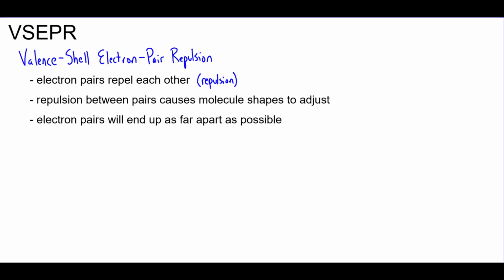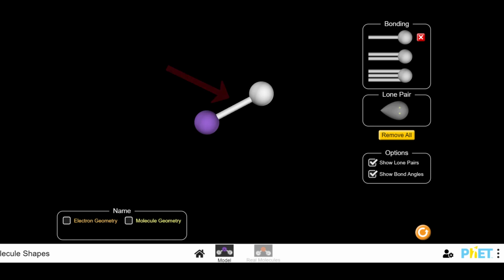Now pause the video, get that into your notes, but I want to show you a quick example of what this all means, and we'll get into some more specific details after that. Let me take you over to an online simulation, and here I have two atoms bonded together. This is the single bond that's between them.